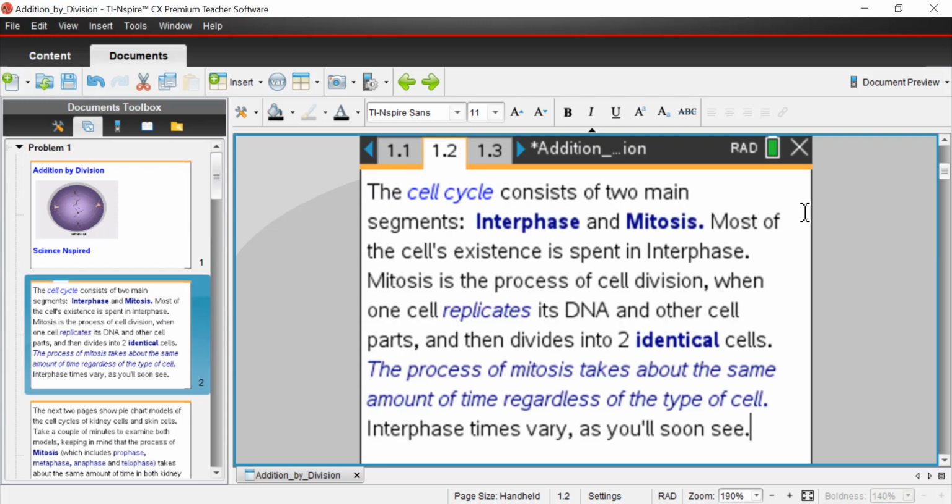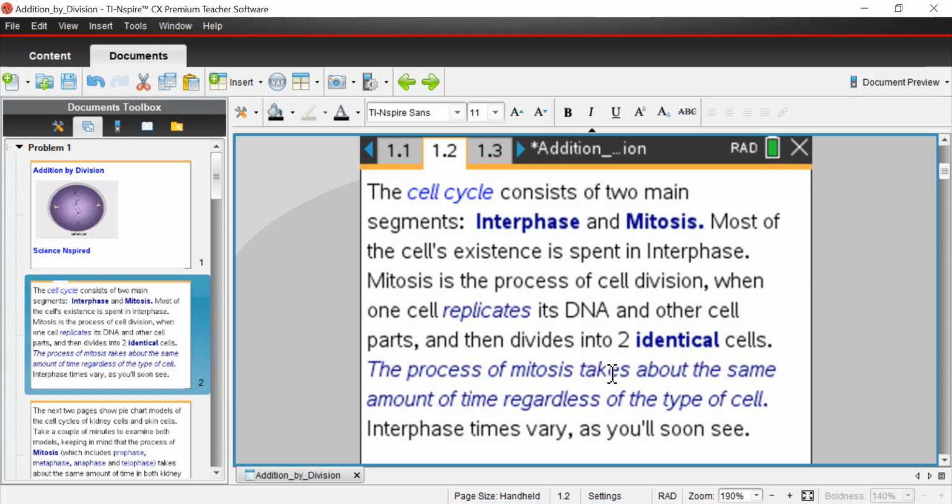Page 1.2: the cell cycle consists of two main segments, interphase and mitosis. Most of the cell's existence is spent in interphase. Remember the G1, S, and G2 phases, the growth phases. That's when the cell's doing its job. It's also growing and reproducing a copy of DNA in preparation for mitosis. Mitosis is the process of cell division. When one cell replicates its DNA and other cell parts, it then divides into two identical cells. So they're genetically identical: copies of the same chromosomes.